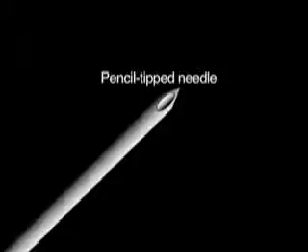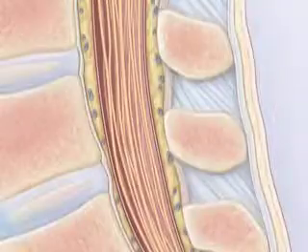Either use a pencil-tipped needle or ensure that the bevel of the needle is in the sagittal plane in order to spread rather than cut the fibers of the dural sac. These fibers run parallel to the spinal axis. The use of this needle position should theoretically decrease the leakage of cerebrospinal fluid.